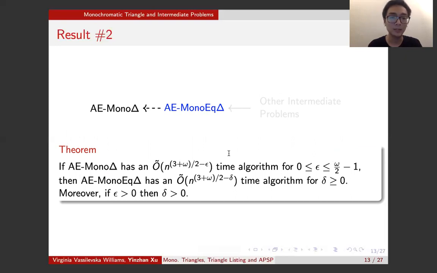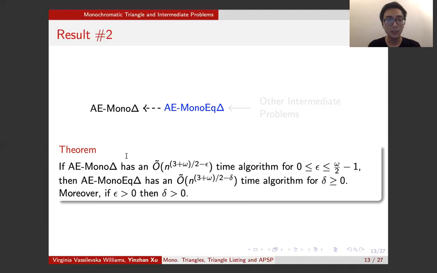Because this theorem depends on whether omega is 2 or not. We show that if all-address monochromatic triangle has an O tilde n to the 3 plus omega over 2 minus epsilon time algorithm for some 0 less than or equal to epsilon less than or equal to omega over 2 minus 1, then all-address monochromatic equality triangle has an O tilde n to the 3 plus omega over 2 minus delta time algorithm for some non-negative delta. And importantly, if epsilon is positive, then delta also needs to be positive.